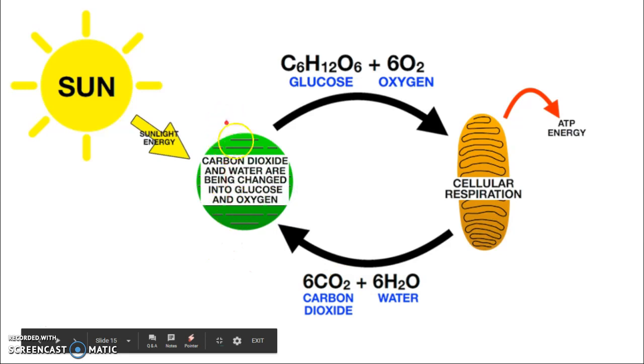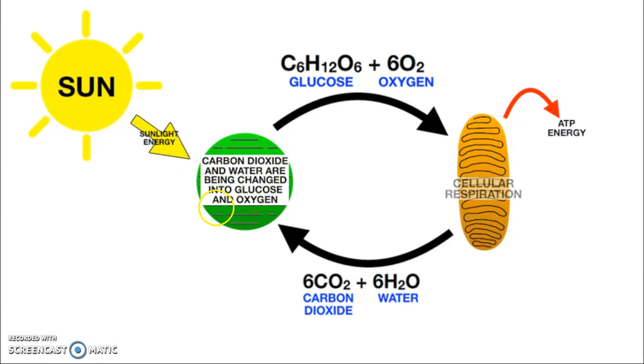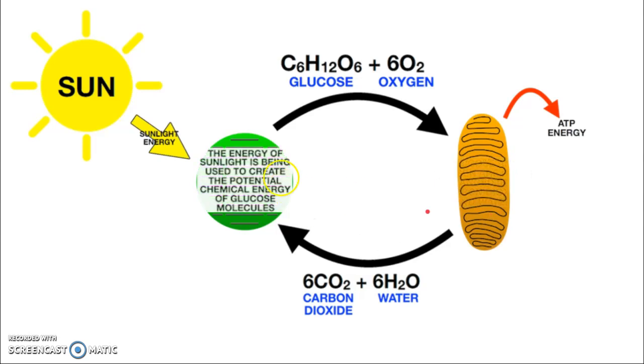So in the chloroplast, carbon dioxide and water is being changed into glucose and oxygen. And in the mitochondrion, glucose and oxygen are being changed into carbon dioxide and water. So in the chloroplast, the energy of the sunlight is being used to create the potential chemical energy of glucose molecules. And in the mitochondrion, the chemical energy of glucose is being converted into ATP energy.